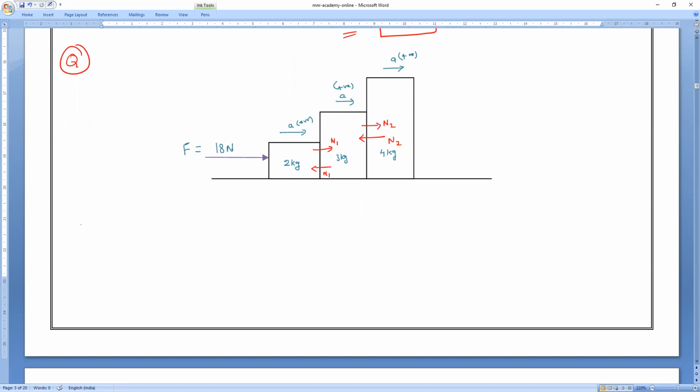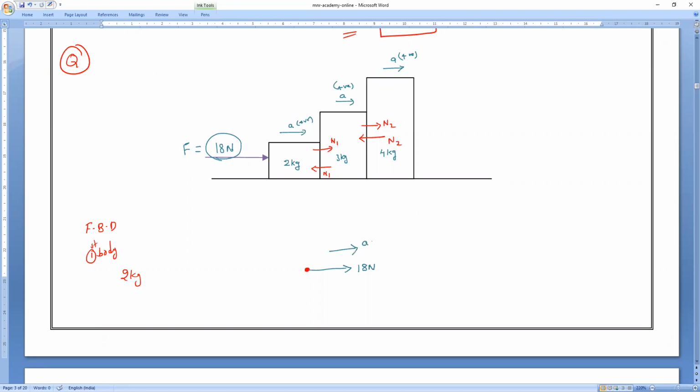Then the free body diagram, FBD, for the first body. What is the first body's mass? 2 kg. Are you all familiar with how to draw a free body diagram? Now we all know that one force is acting in the forward direction. What is that force? 18 newtons. Is this 18 newtons only for the first body? Only for the first.